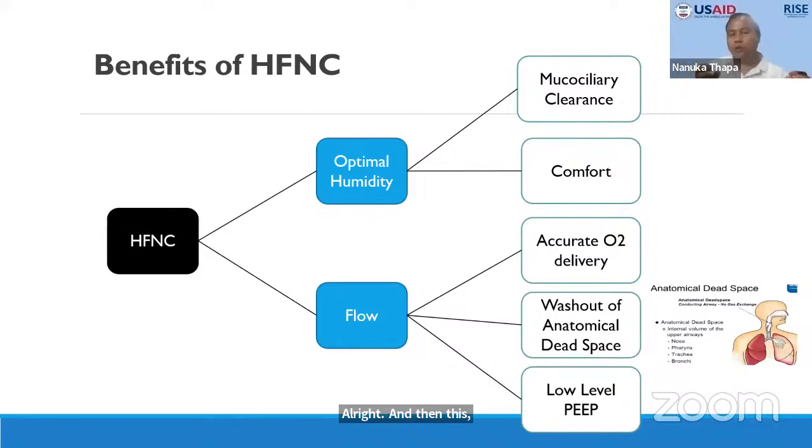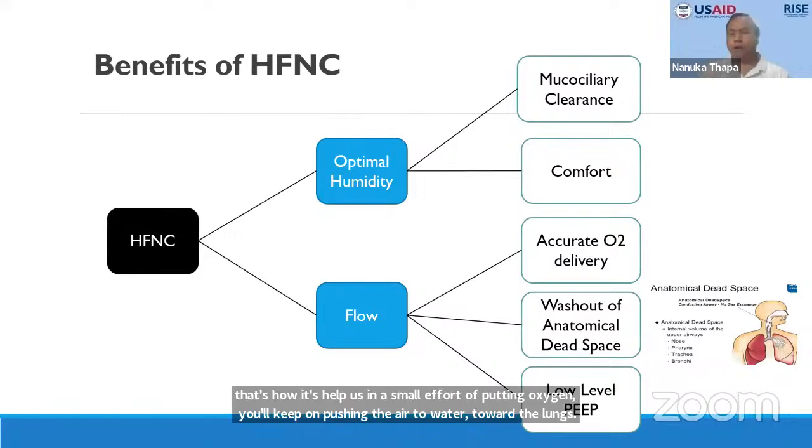So how do we wash out this anatomical dead space? Because there is a flow. We're using high flow, so there's a pressure which keeps pushing the air in. Even with our small effort of putting in oxygen, it keeps pushing the air toward the lungs. So that's how it helps us wash out the anatomical dead space.